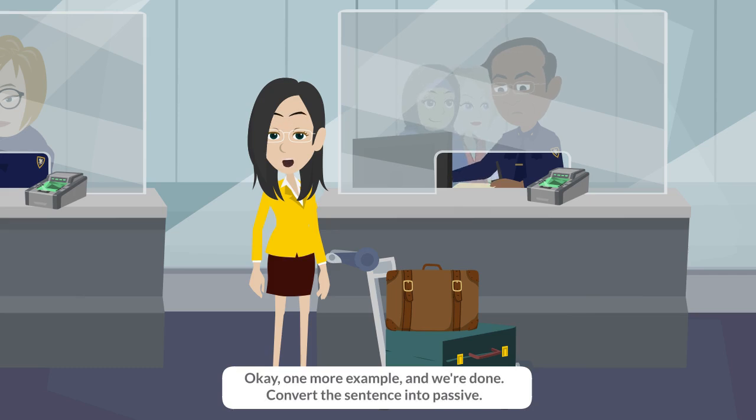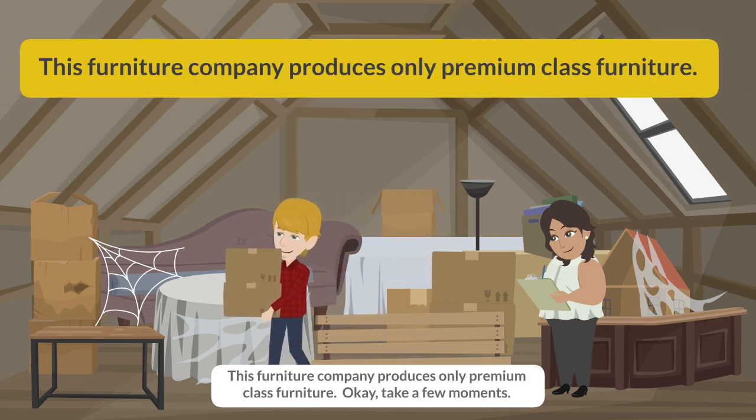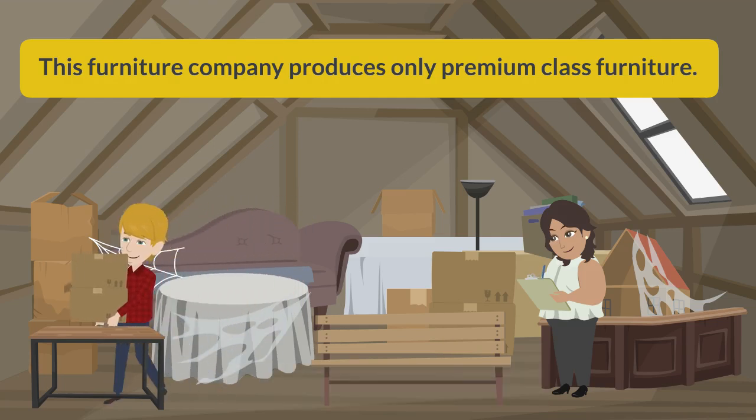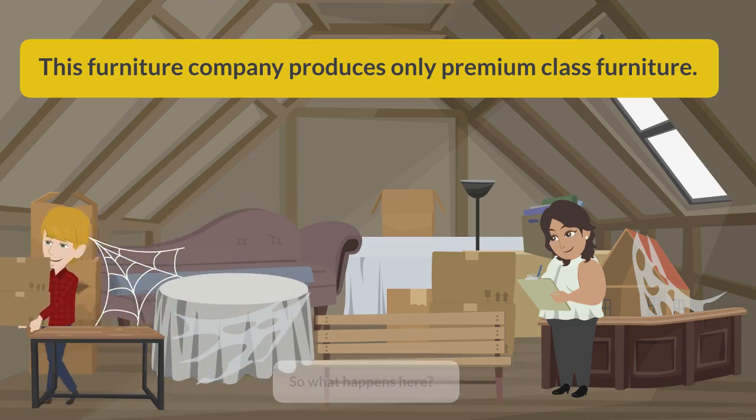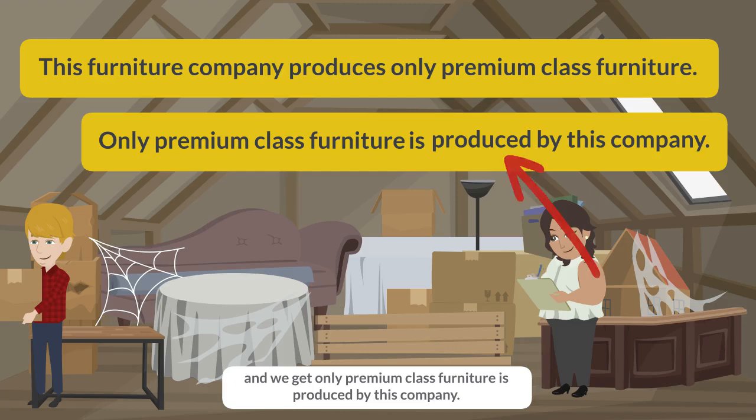Okay, one more example, and we are done. Convert the sentence into passive. This furniture company produces only premium class furniture. Okay, take a few moments. So, what happens here? Only premium class furniture becomes our passive subject, plus be, plus past participle. And we get only premium class furniture is produced by this company.